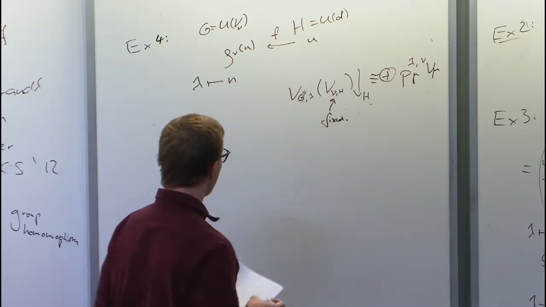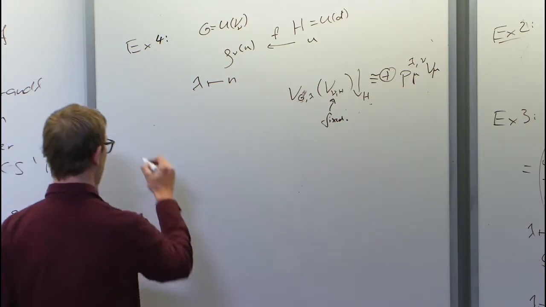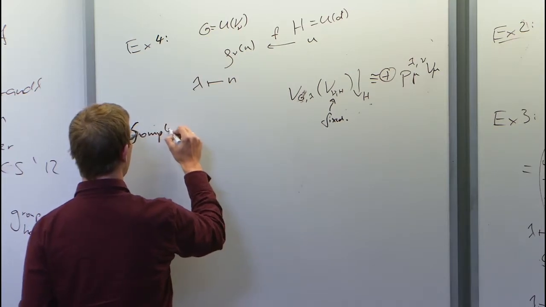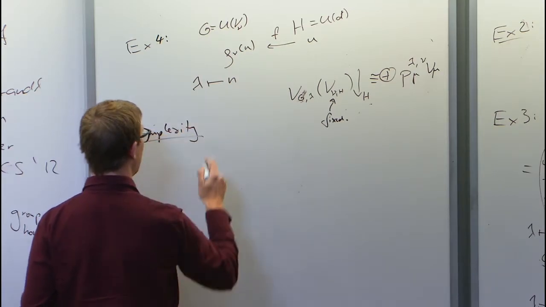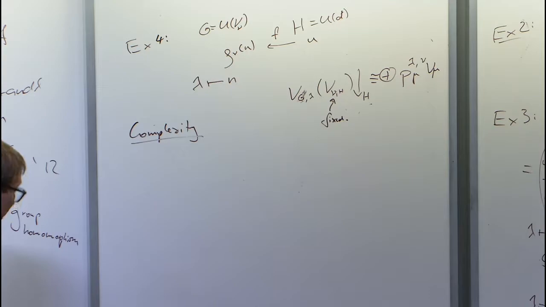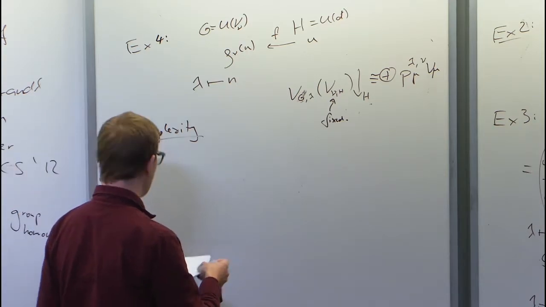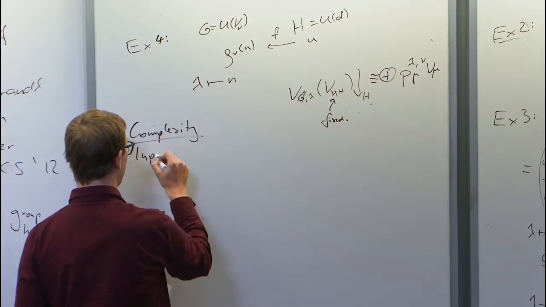So let me tell you something about complexity, what we know about them. Now we want to compute them, right? So better understand what's known about them. So first of all, what's the input?